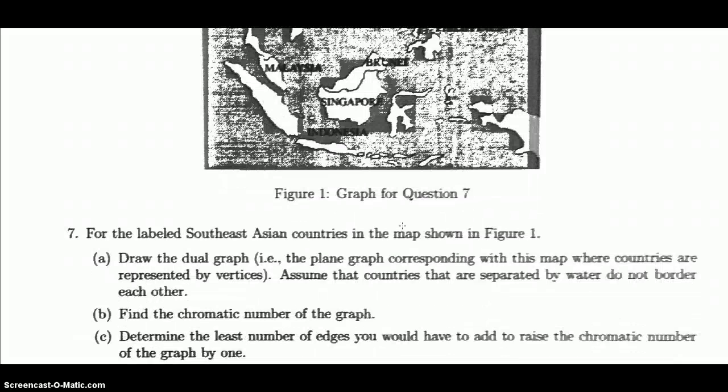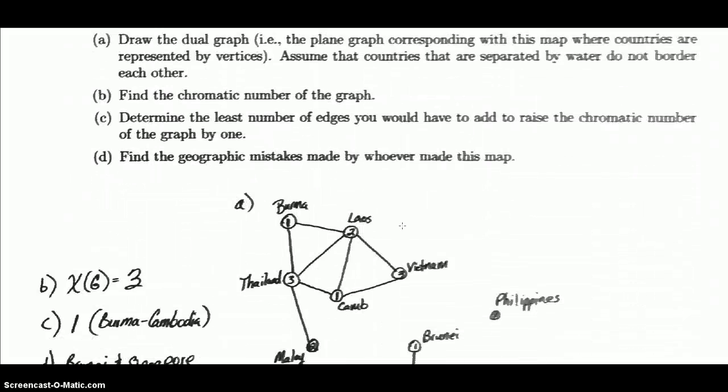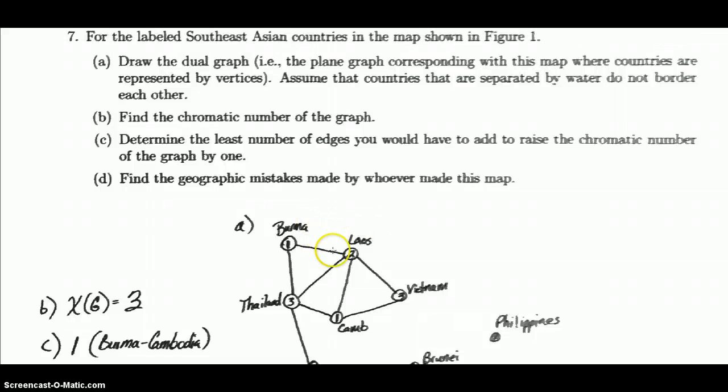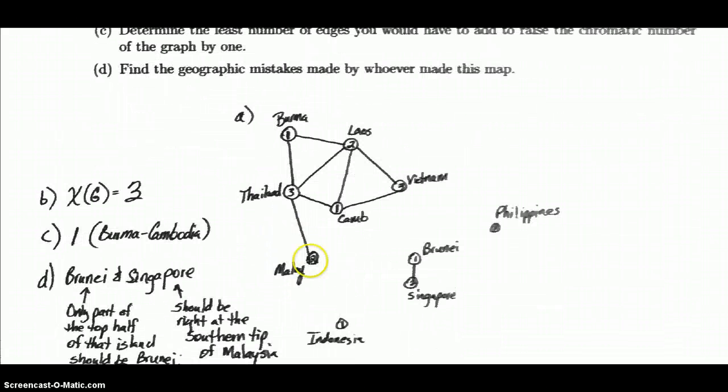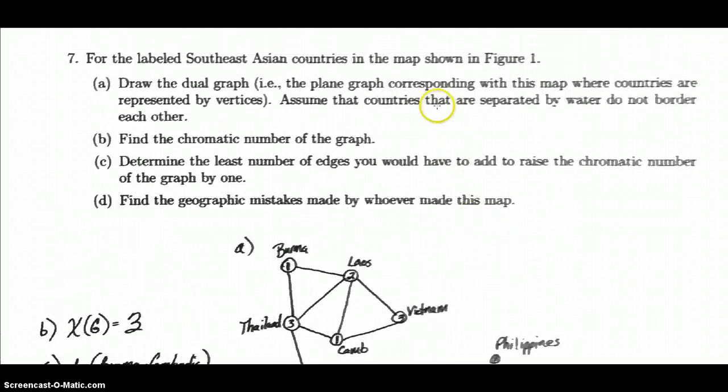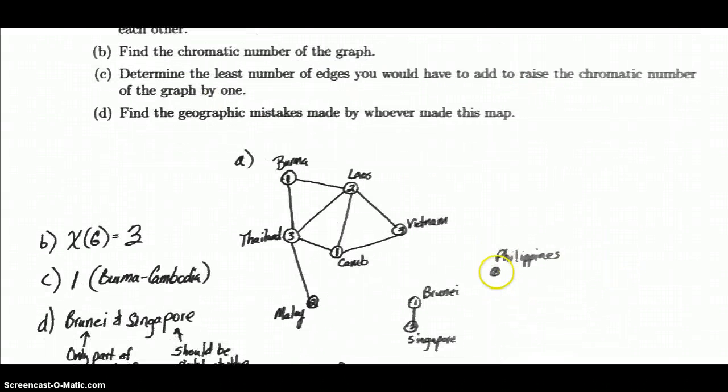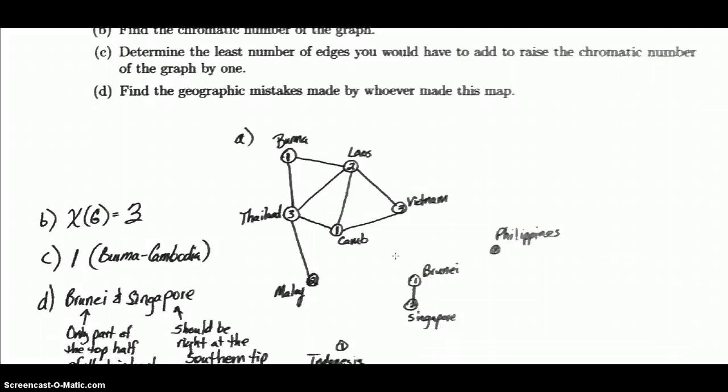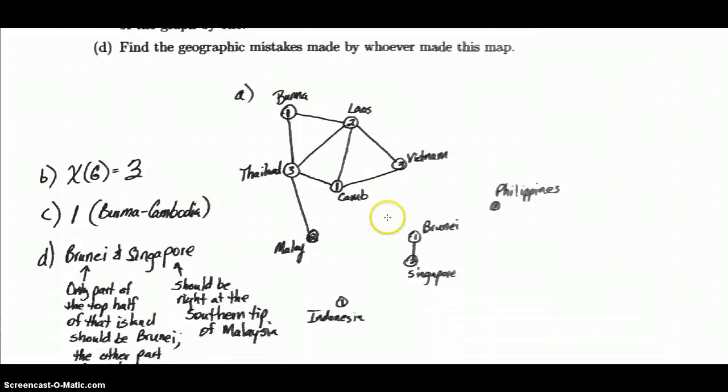Okay, that was a pretty ugly copy of the map. The dual graph, so here notice that each of the countries has a vertex and they're connected if they border. Notice also that the Philippines is an island country, and I said to assume that countries that are separated by water do not border. So if it's only an island country, it will not be connected to any other countries. So here we have it.